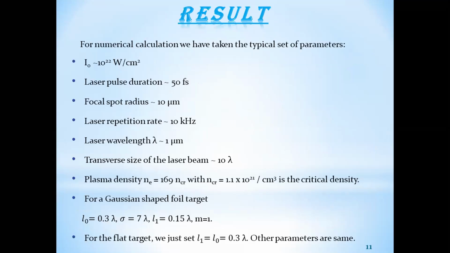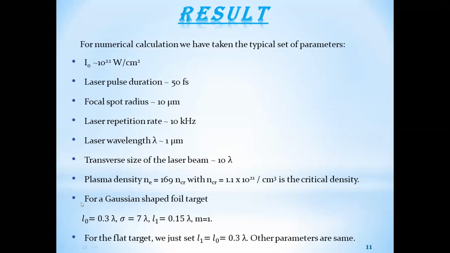To obtain the numerical results, we have chosen the following set of parameters. I have taken the intensity of the order of 10^22 watt per centimeter square, laser pulse duration 50 femtosecond, focal spot radius 10 micrometer, laser wavelength 1 micrometer, transverse size of the laser beam 10 lambda. The plasma density is Ne equals 169 NCR, where NCR is the critical plasma density.